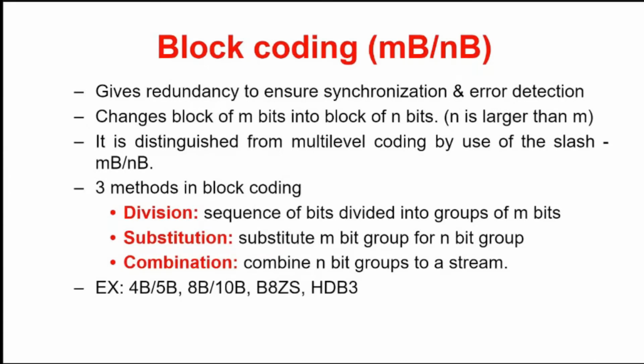So why do I want to use the combination, division or substitution method? It generates a perfect encoding technique to secure the corresponding data. For example, 4B/5B. These are the types of block coding: 4B/5B, 8B/10B, B8ZS, HDB3. What happens is that 4-bit data is converted to 5-bit, and 8-bit data is converted to 10-bit. So each is a separate block coding method.